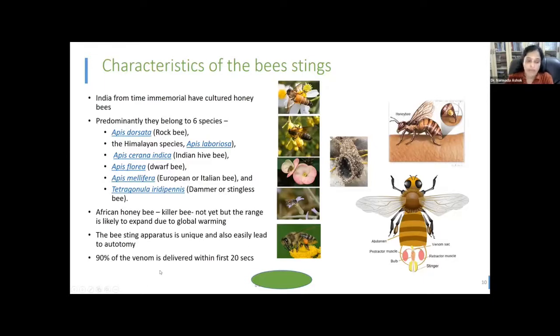However, it is so quick that 90% of the venom is delivered in the first 20 seconds. So whatever we do, we can at least prevent the remaining 10% of the venom from getting into the body, but 90% would have been delivered in the first 20 seconds. So this is one of the things that is unique. Whenever we find the stinger in the sting, we need to be aware that it was a bee sting, and in India, any of these 6 species is usually possible. Whereas the African honeybee is very aggressive and can lead to severe reactions.